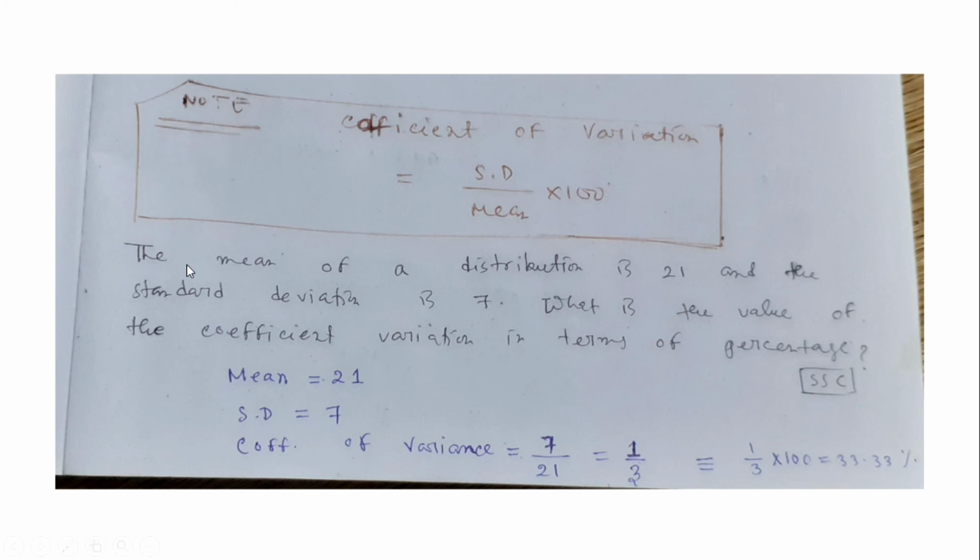Okay, here is one question. The mean of a distribution is 21 and the standard deviation is 7. What is the value of the coefficient of variation in terms of percentage? So mean is given and standard deviation is also given, and we have to find the coefficient of variation. We write down this formula, or you can remember it and directly write standard deviation 7 by mean value 21, and in terms of percentage we multiply this with 100, and we are getting here 33.33.